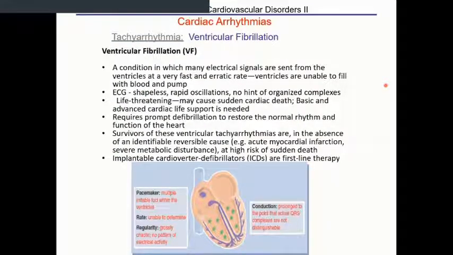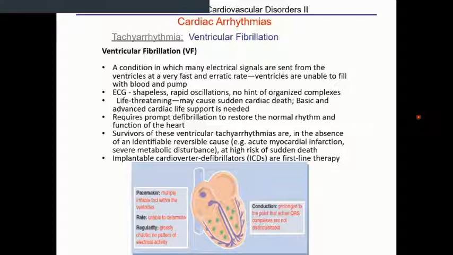So let's now go to some of the conditions associated with ventricular tachyarrhythmias, and let's take a look at ventricular fibrillation. Ventricular fibrillation is a condition in which many electrical signals are sent from the ventricles at a very fast or erratic rate. So the ventricles are unable to fill with blood and pump as a result. In this condition, the ECG shows shapeless, rapid oscillations, and no hint of organized complexes. This is a life-threatening condition. It may cause sudden cardiac death, and basic and advanced cardiac life support is needed.